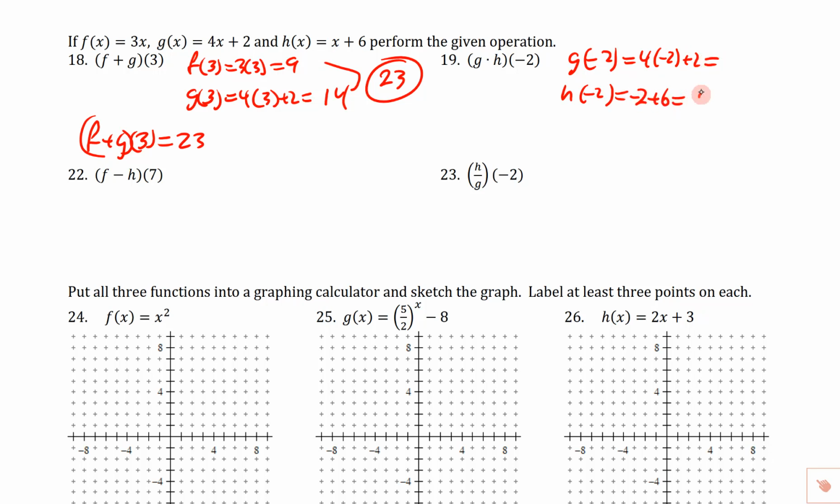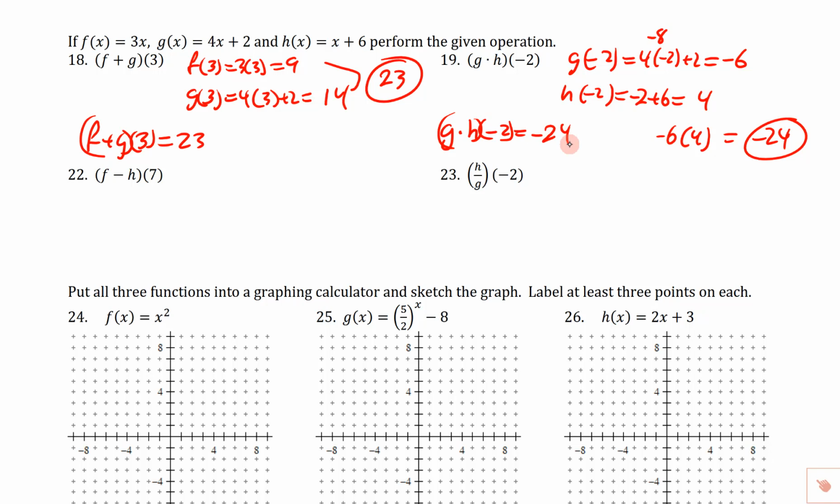So let's see what we get here. This one's a 4. That one's pretty easy. And then if we multiply here, we get negative 8. Negative 8 plus 2, that's going to be negative 6. And we want to multiply those together. So we're going to have a negative 6 times a 4. We end up with negative 24. There's our answer. So g times h of negative 2 is negative 24.